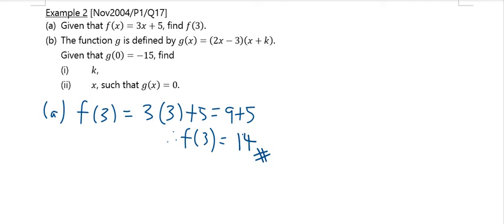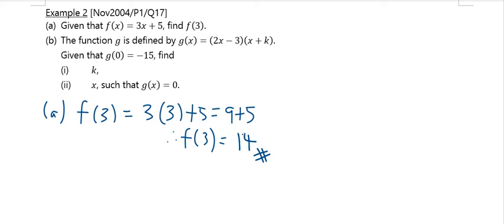And for part b, read the question first. The function g is defined by g(x) equals (2x minus 3)(x plus k). Given that g(0) equals negative 15, so when you put the input 0 into x, it should be equal to negative 15. The first part is to find k, and the second part is to find x such that g(x) equals 0.